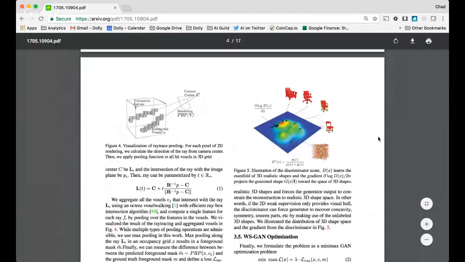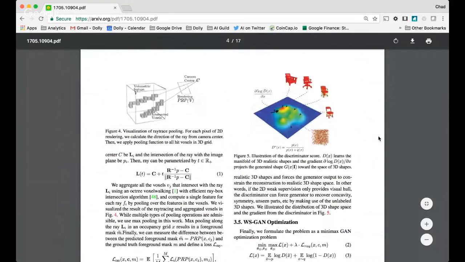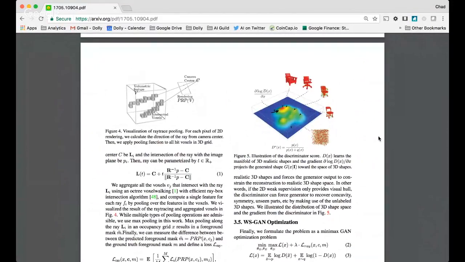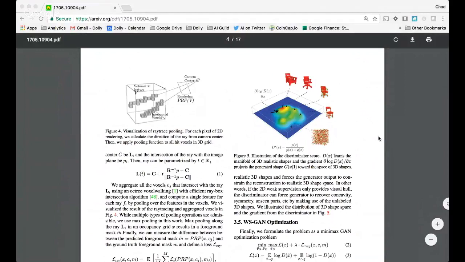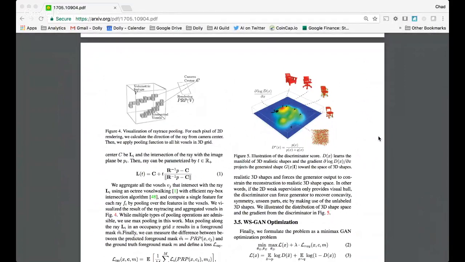Figure 5. Yes. So in Figure 5, we just visualized what the discriminator learns. So if you think of the generative adversarial network, probably I should explain what the generative adversarial network is first. In a generative adversarial network, you train a discriminator and the generator in an adversarial way, so that the discriminator tries to distinguish the real from the fake one.